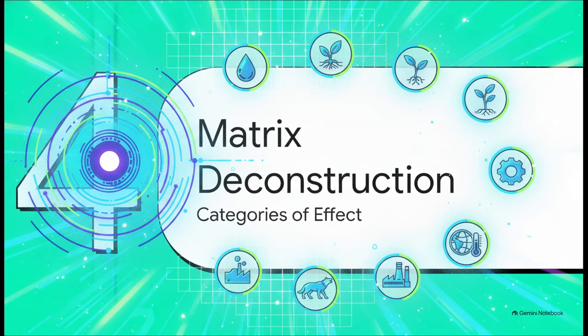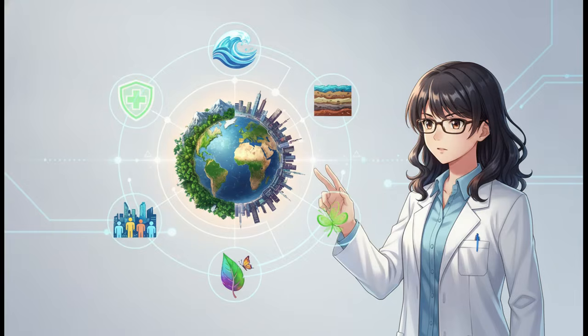Section 4. Matrix deconstruction. Categories of effect. Before we look at a completed matrix, we really need to deconstruct the categories of environmental effects we're actually measuring. Modern standard checklists measure some pretty broad, crucial categories. On the physical science side, we're looking at things like changes in hydrology, meaning the movement and distribution of water, as well as impacts on soils, sediments, and overall ecology.